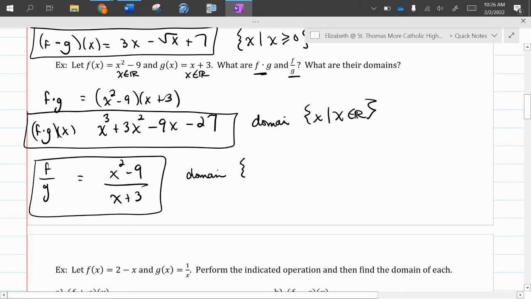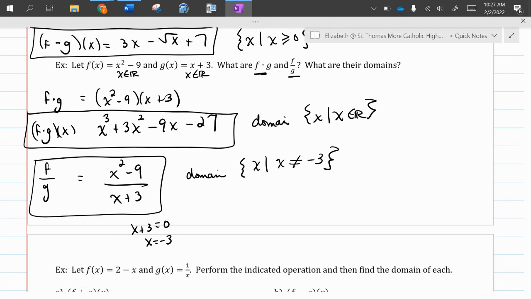Well, since g of x is in the denominator, we don't want g of x to be 0, do we? So we don't want our denominator to be 0. So we think to ourselves, what's going to make x plus 3 equal to 0? Well, it would be when x is negative 3. So we want to say that the domain would be all x values as long as x is not equal to negative 3. So that's what we're worried about when we're dividing: the denominator being 0, because when you divide, you have something divided by something in the denominator.